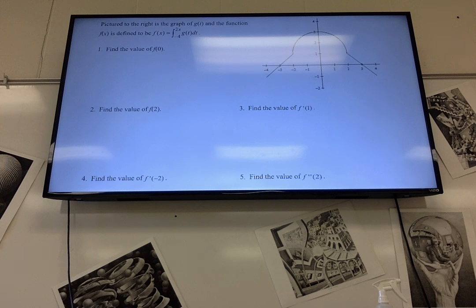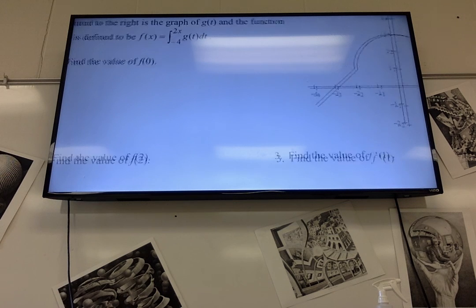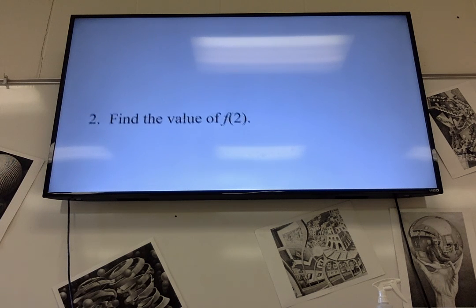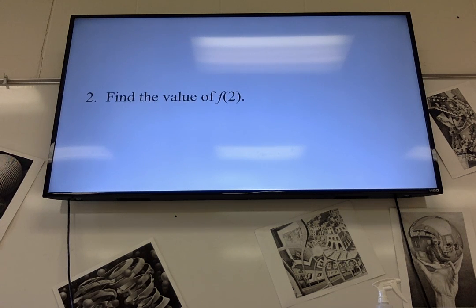Picture to the right is the graph of g of t. And the function f of x is defined to be blah blah. So we're going to jump to number 2. We're going to find the value of f of 2.